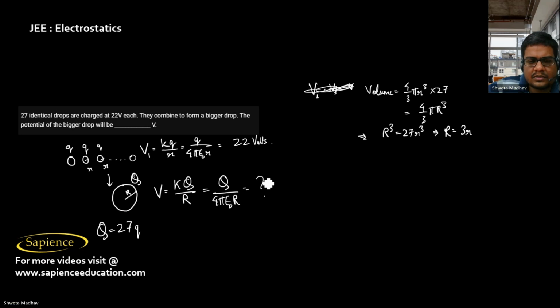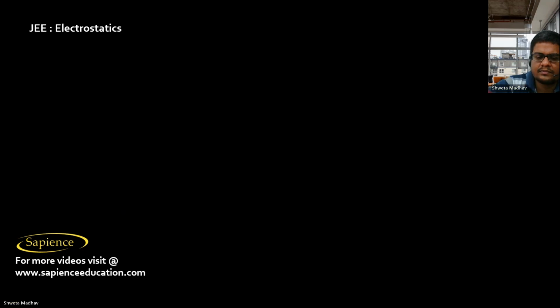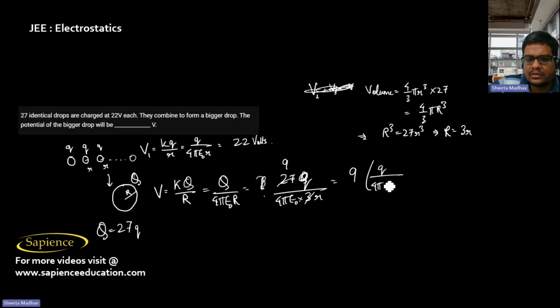So therefore Q by 4 pi epsilon naught R, that value is 27Q by 4 pi epsilon naught, capital R equal to 3R. 3 nines are 27. So this is 9 times Q by 4 pi epsilon naught R. Q by 4 pi epsilon naught R value is 22. So it will be 9 into 22. 9 twos are 18, and 9 twos are 18. So 198 volts. 198 is the answer.